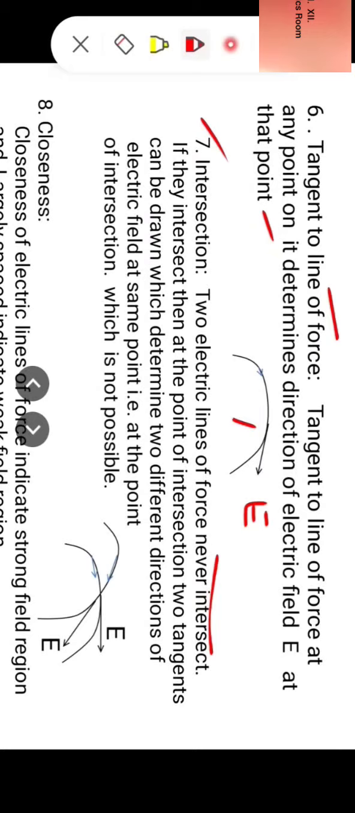Here you look at the diagram. Two electric lines of force are intersecting here at this point. Now if we draw tangent to the two electric lines of force, they are in different directions. So here is the direction of electric field due to this tangent, and here is direction of electric field due to this tangent. So at the same point there are two directions of electric field, which is not possible.